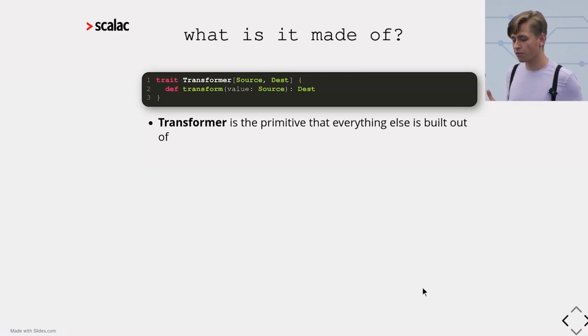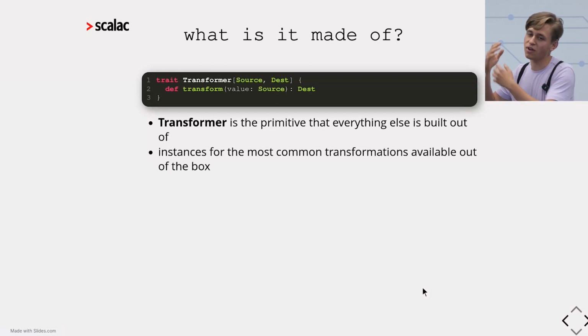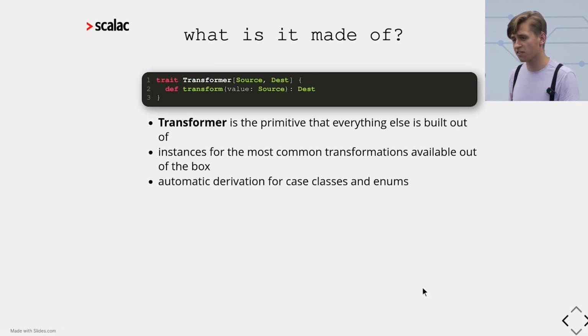So there are instances for the most common transformations available out of the box. So for example, things like turning a list of ints into a vector of ints, right? So maybe wrapping something into an option just by calling sum. It's all there just for you, waiting for you to use. And then there's also automatic derivation for case classes and enums. So like the meat and potatoes of the whole library, really.